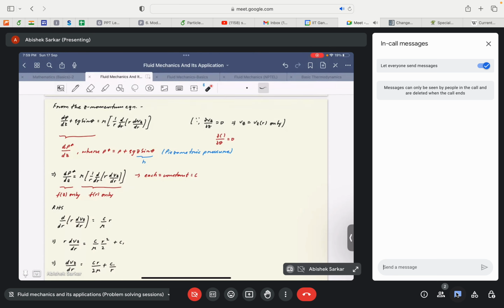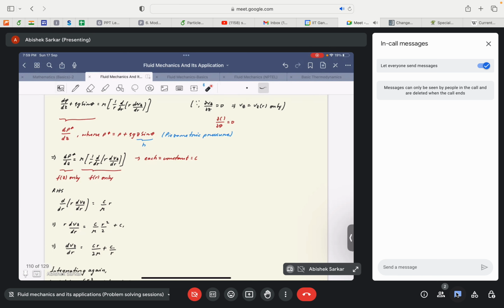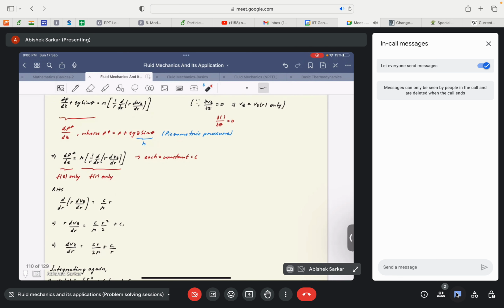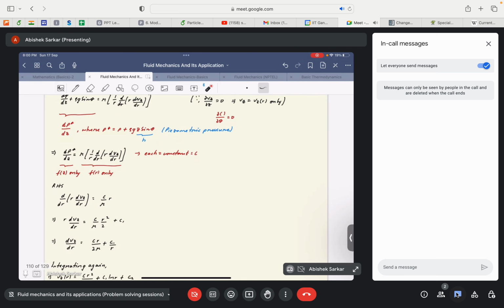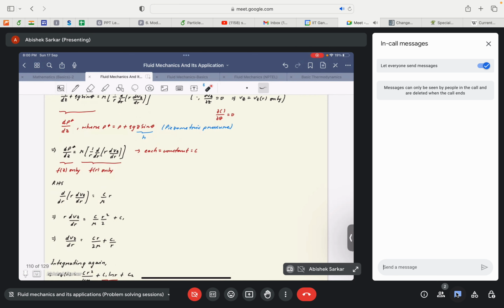If you take the derivative with respect to z, we get dP/dz plus rho g sin theta. So that's why this is the piezometric pressure. Keeping that in mind, we can write the right-hand side as dP*/dz, equal to mu times 1/r d/dr (r dvz/dr).